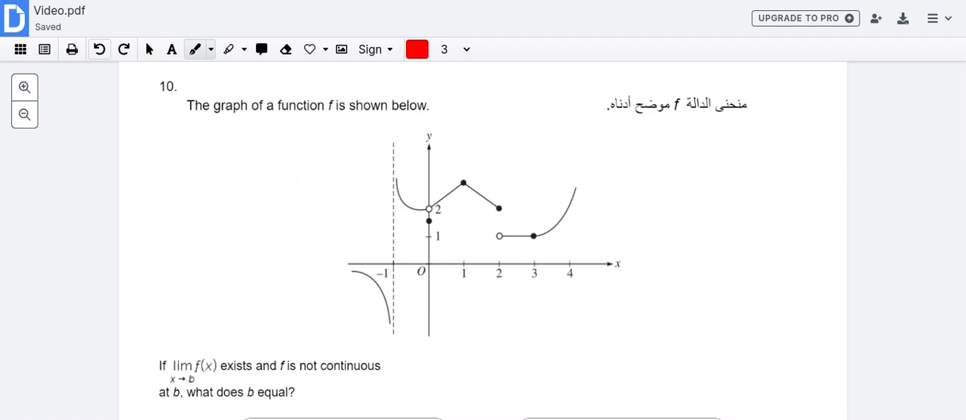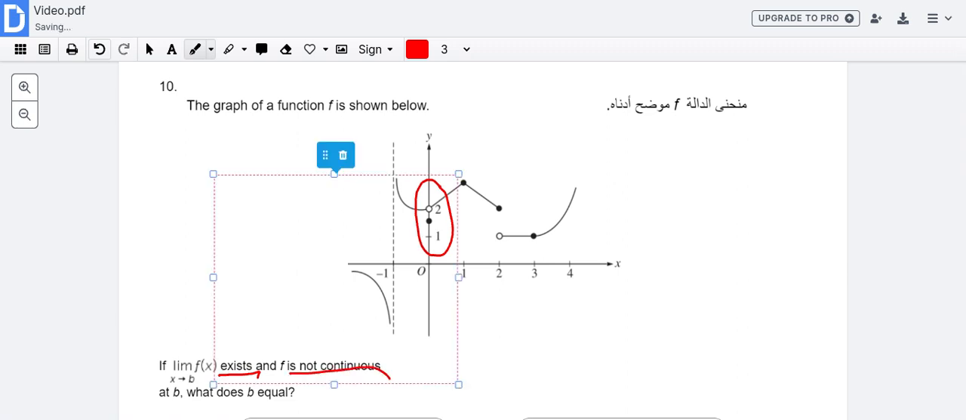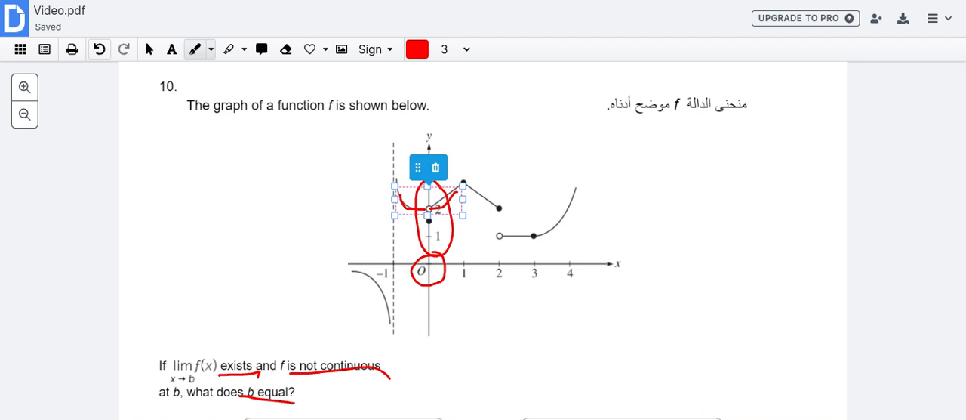Therefore, we can determine that this is the area we should be looking at because one, it exists and it is not continuous. Now they're asking us to find what b equals. So if we notice here, it says x approaching b. So b is the x value we're approaching on the graph. So if we're coming on this side and if we're coming on this side and this is our discontinuity, then we would be approaching 0 on the x-axis. Therefore, b would be 0.